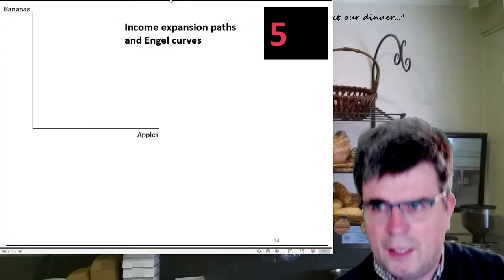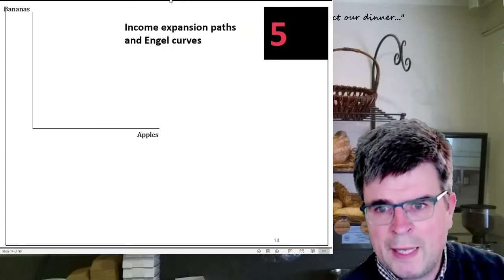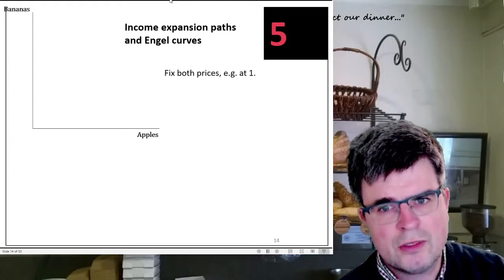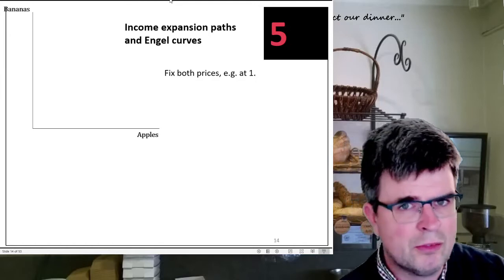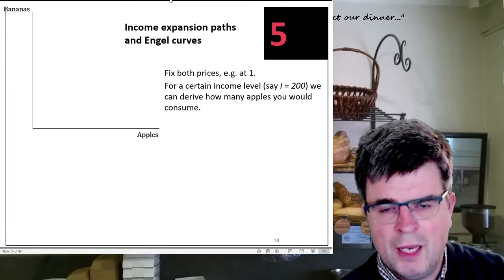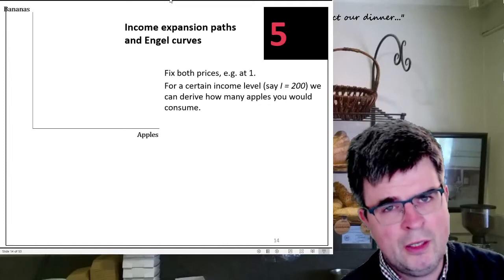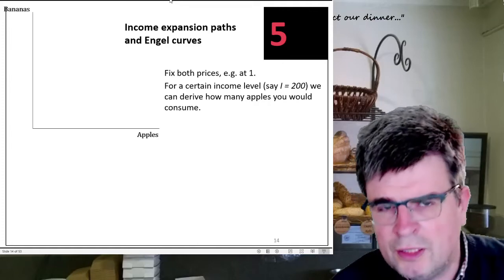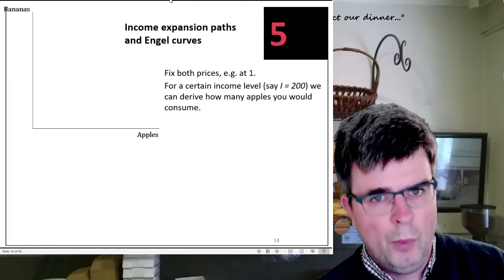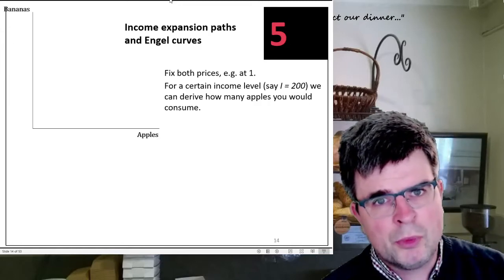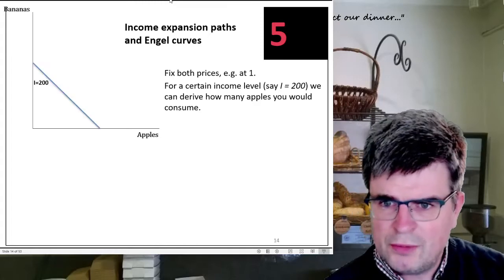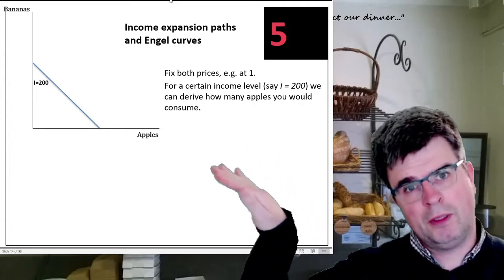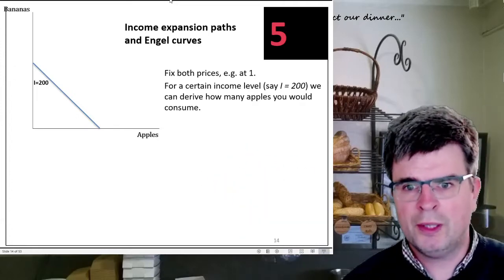Income expansion paths and Engel curves. So we go back to our familiar indifference curves and budget constraints, and we fix the prices of both apples and bananas at 1 in this example. And we have a certain income level, and here again income level is denoted by I and not Y, and say that our income level initially is 200. Let's derive how many apples we would consume given this income level. So this is the budget constraint. The slope is a very neat -1 because the price of apples and bananas is both equal to 1.